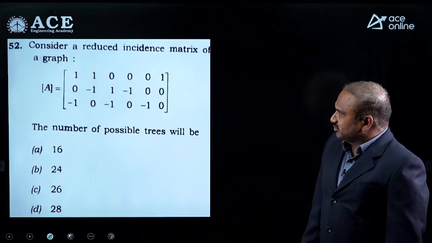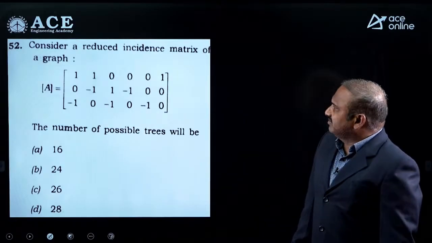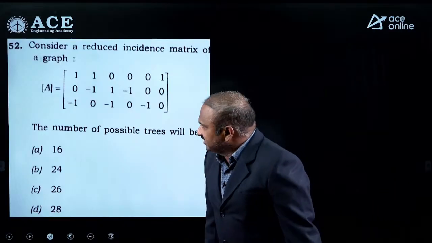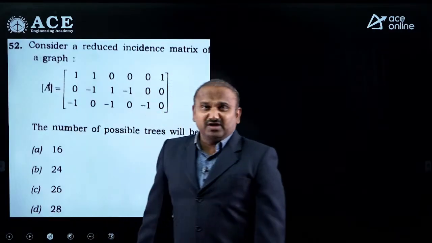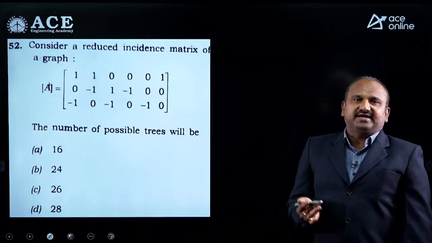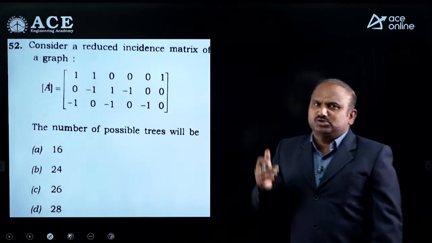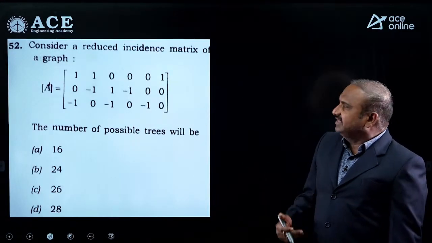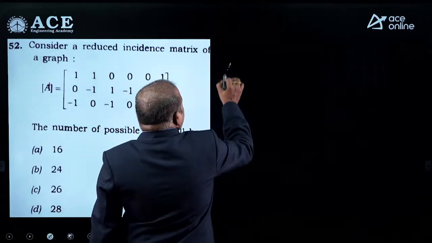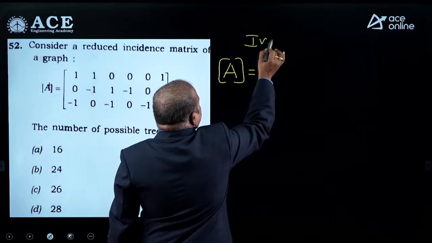Let us take the next question, and the fourth one is also on the same topic. Consider the reduced incident matrix of a graph; find the number of possible trees. Whenever the reduced incident matrix A dash is given, you can find the incident matrix by using the property that the sum of all elements in any column is equal to 0. Based on that, you can develop the incident matrix. Now, I would like to take the incident matrix first. See this one, this is the incidence matrix.